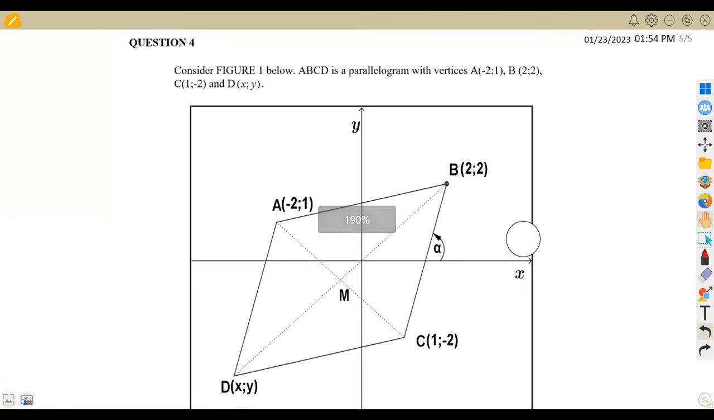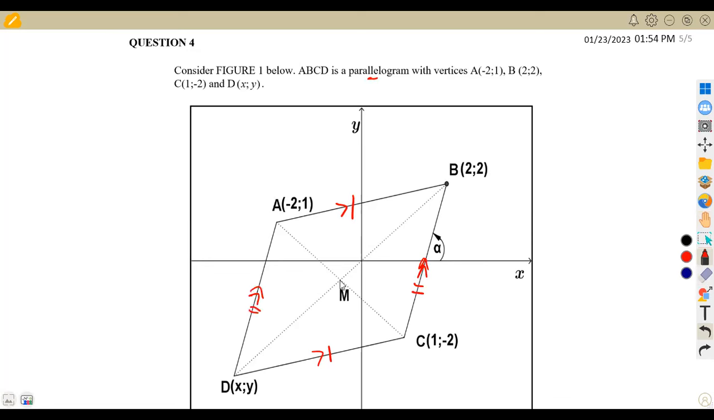So this is question number 3, where we are given to consider fig 1 below. This is the figure that we are given. We are given that ABCD is a parallelogram. Take note, it's a parallelogram. Remember the properties of a parallelogram, that the opposite sides are parallel and equal. The opposite sides here are parallel and also equal.